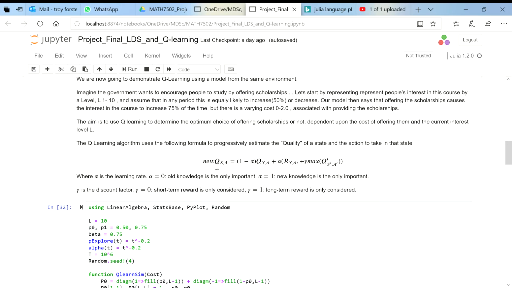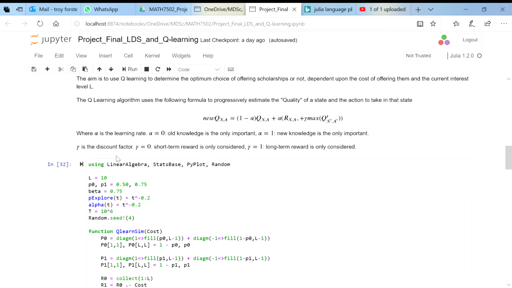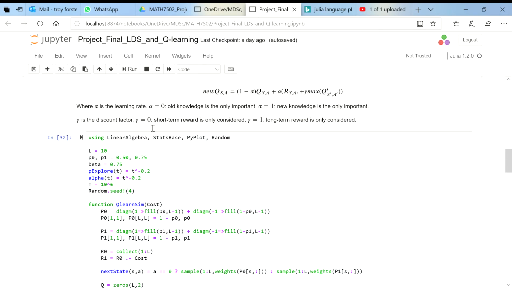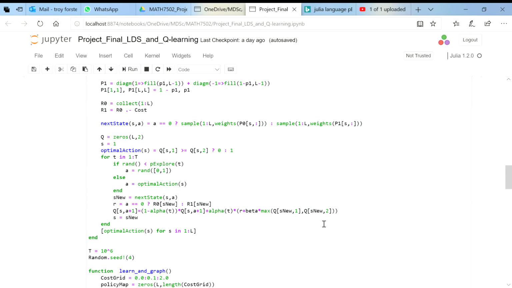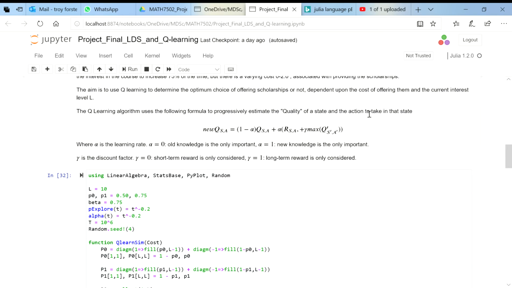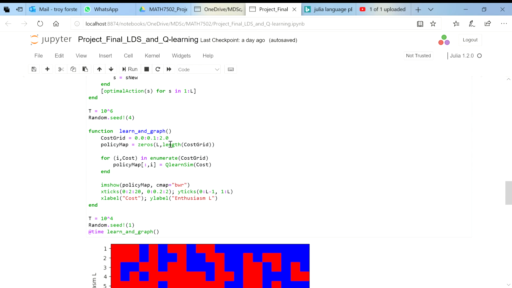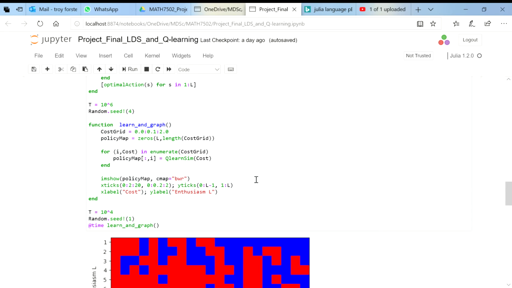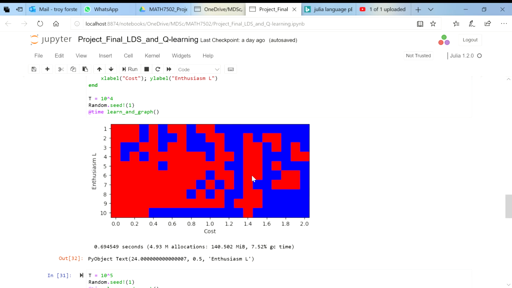This is our learning algorithm that updates our choice of whether we offer the scholarship or not. And we've got a bunch of variables here that we feed into that algorithm, and here they are down here. So our alpha is our learning rate, a discount factor, and these are our two rewards, so our 50% if we haven't got the scholarship, and our 75% if we do, our 10% levels. You can see that down here is basically this algorithm, and once we learn that and graph that, and we're going to do that about 1,000 times, we come out with this graph, and this is our Q matrix graph.